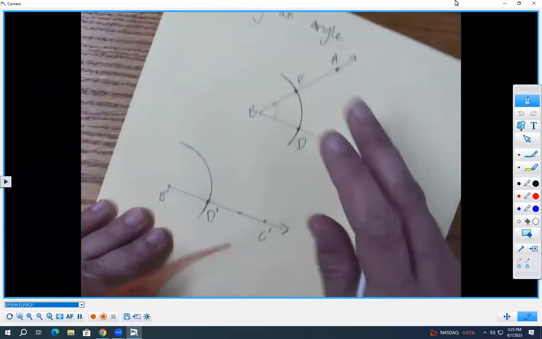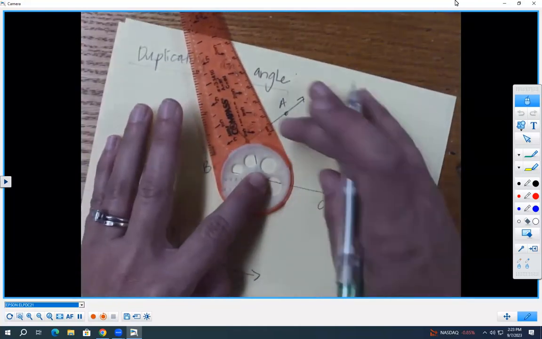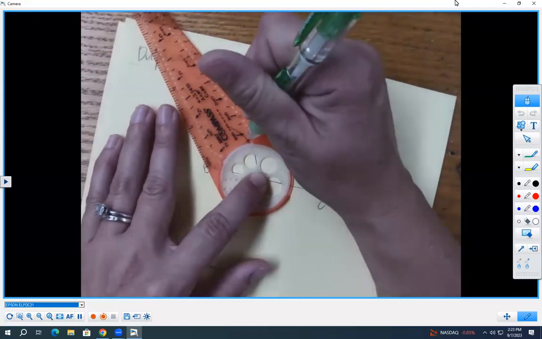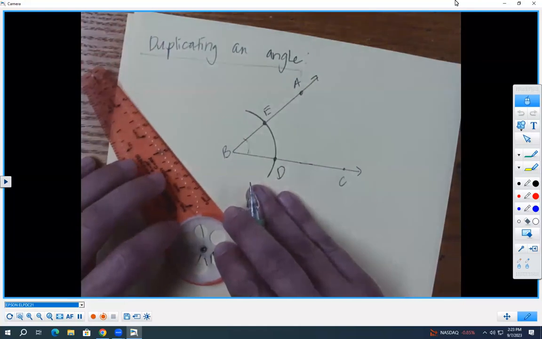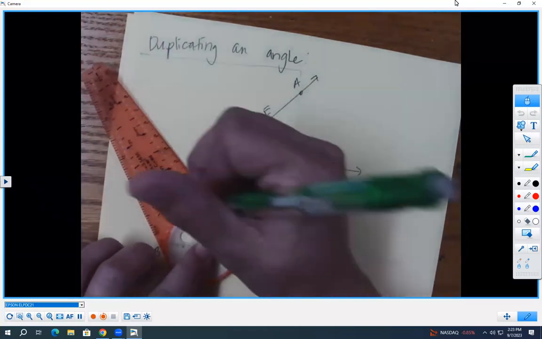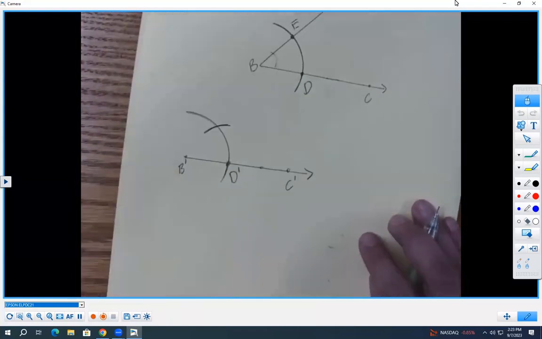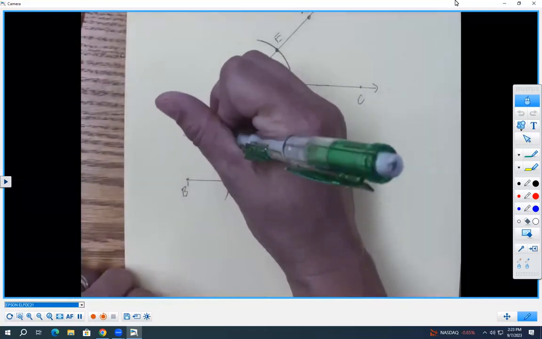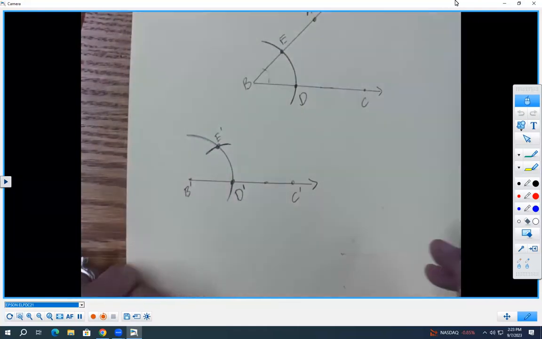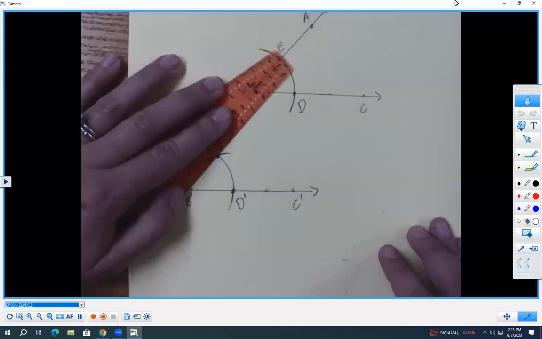Does that make sense? So now I'm going to center at D, find the distance to E, which for mine is this point right here. And I'm going to do the same thing over here. So put my center at D. I know my dot's going to be right here. And that right there is where my new dot E is. And so now, since I have 2 points, I can draw a line.